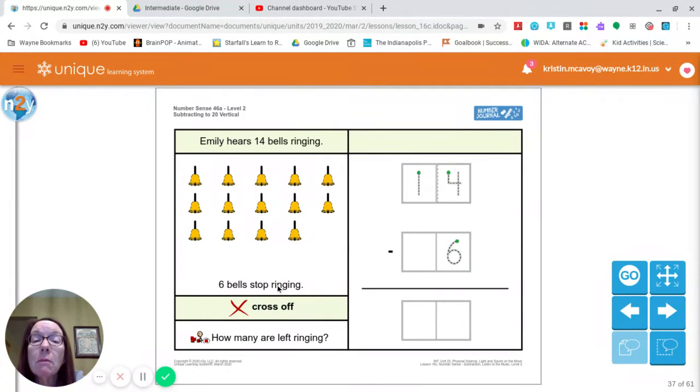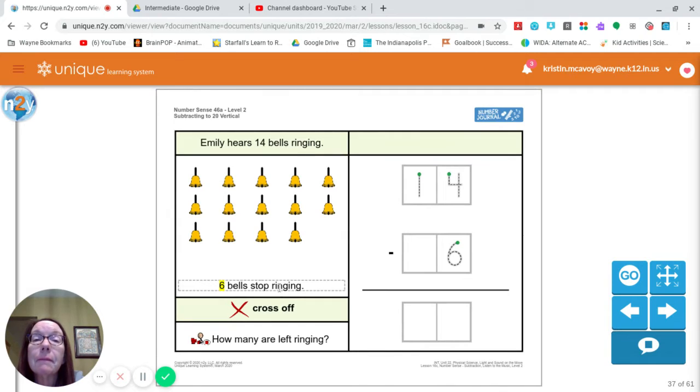Okay, then our problem says 6 bells stop ringing. So we have the number 6. So you can trace your 6 here. So out of all of these 14 bells, 6 stopped. So we need to cross off 6. So take your pen or pencil or marker, crayon, whatever you have, and you need to cross off 6 bells. Okay, ready? Let's do it together.